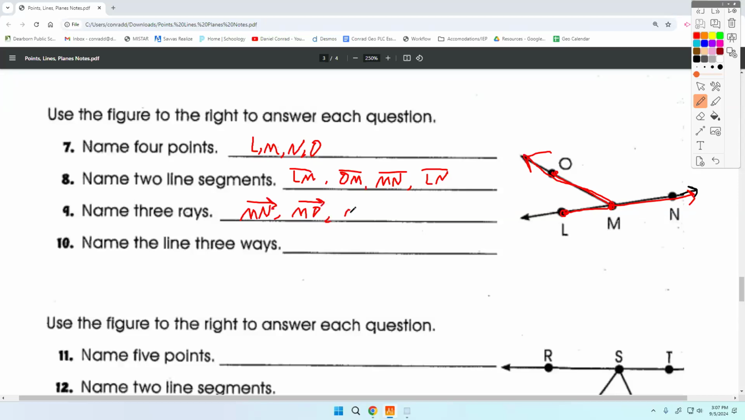Or we could do ray ML. You could also do LN and NL. That would work too. But sticking with M is the main one there.